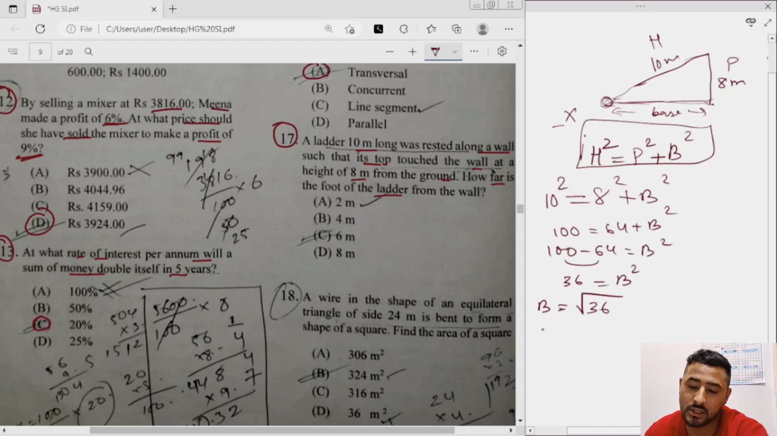Okay, so what is the square root of 36? It will be 6 meter. So we got the base. How far is it? It is 6 meter from the wall. So the answer will be option number C.